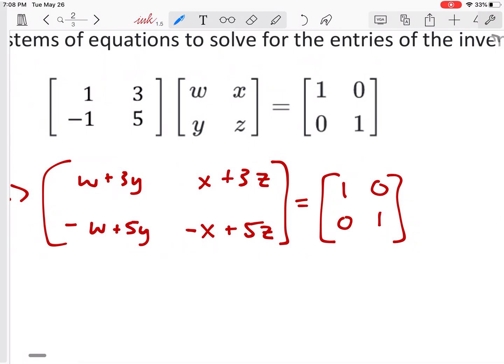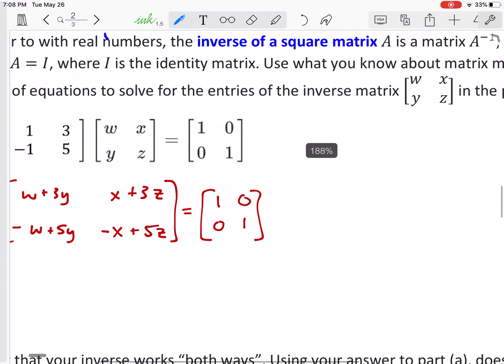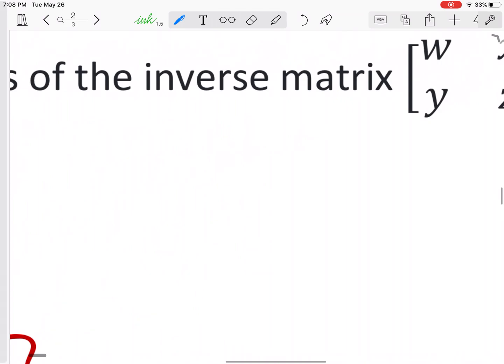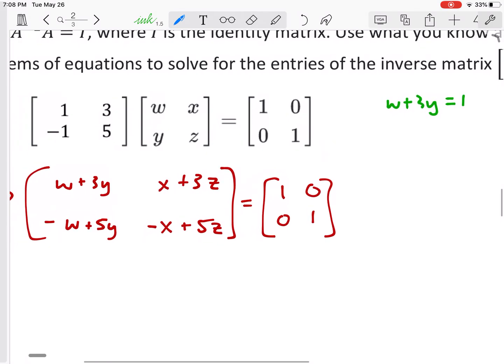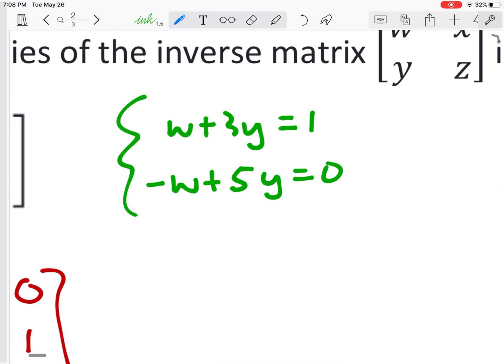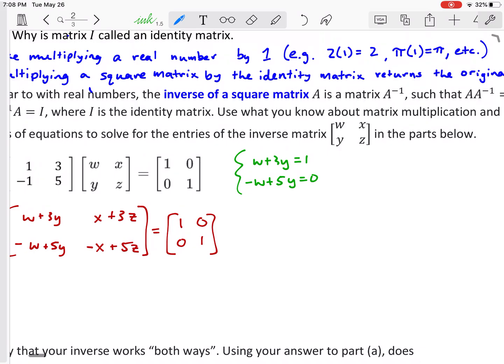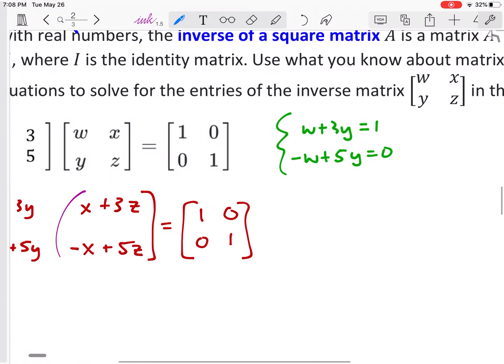Alright, this is beautiful now because we can see a bunch of different equations. Notice these entries are in the same location. Therefore, we can set up an equation. w plus 3y should be equal to 1. Notice these are in the same place, so negative w plus 5y will be equal to 0. So we just set up a system of equations with the variables w and y. You can do the same exact thing for these two.